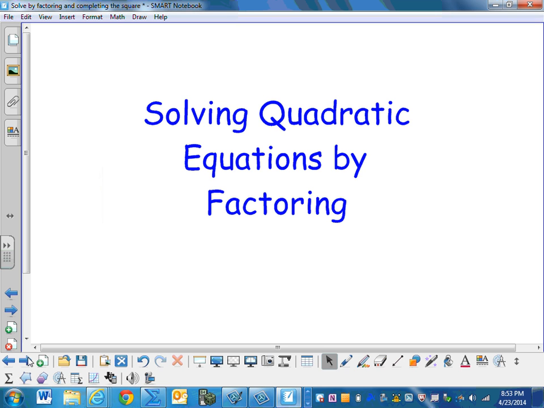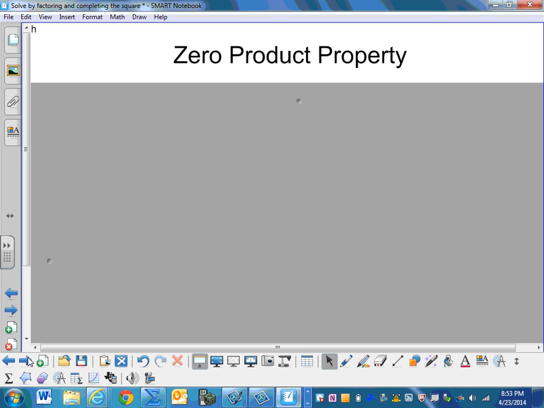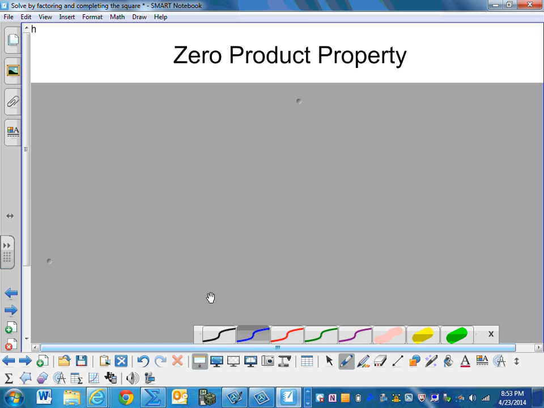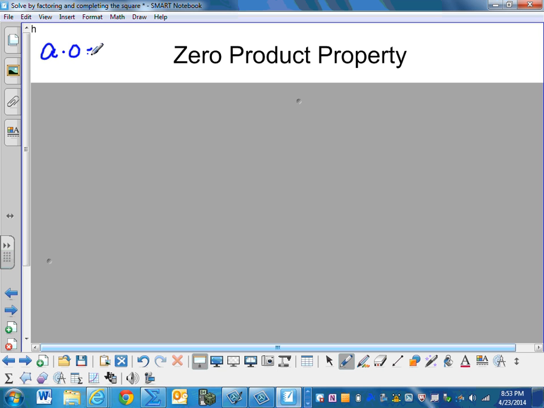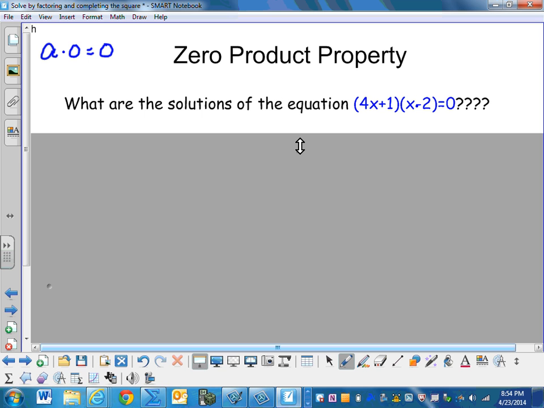Today we will solve quadratic equations by factoring. To begin with, we'll review the zero product property. The zero product property simply states that any number, such as a, times zero, is equal to zero. We'll use that property to solve our quadratic equations. So what are the solutions of the equation 4x plus 1 times x minus 2 is equal to zero?